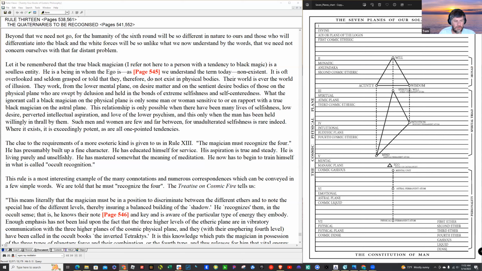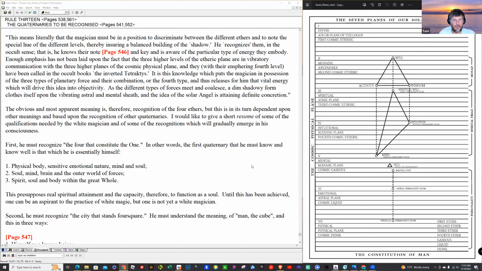This rule is a most interesting example of the many connotations and numerous correspondences which can be conveyed in a few simple words. We are told that he must recognize the four. The Treatise on Cosmic Fire tells us this means literally that the magician must be in a position to discriminate between the different ethers and to note the special hue of the different levels, thereby ensuring a balanced building of the shadow. He recognizes them in the occult sense. That is, he knows their note and key and is aware of the particular type of energy they embody.